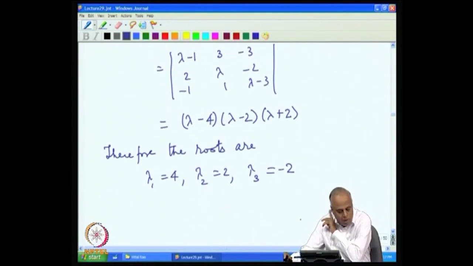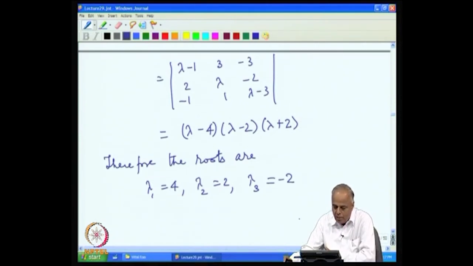You may recall the earlier example we saw when we looked at examples of eigen pairs. In the first example, these were the three numbers that appeared in the three eigen pairs. The first eigen pair had 4, the second eigen pair had 2 and the last eigen pair had minus 2. So, these eigenvalues will obviously occur in these eigen pairs.